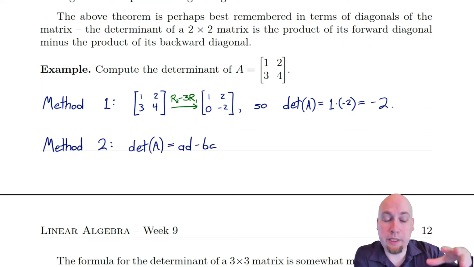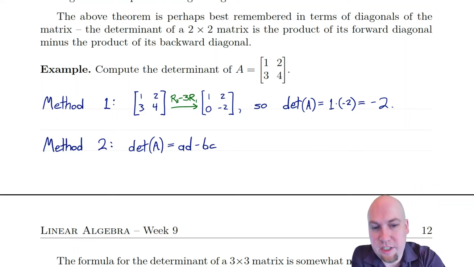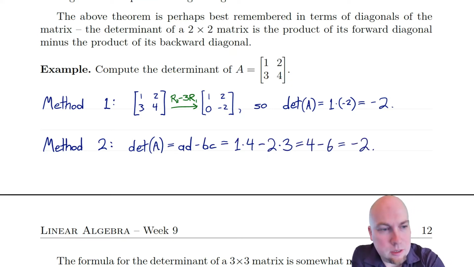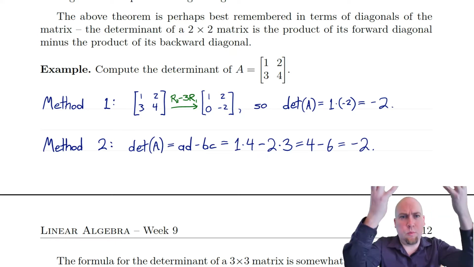Method two, this is what we learned in this video just now. The determinant is AD minus BC, so forward diagonal minus backward diagonal. So it's 1 times 4 minus 2 times 3. So it's 4 minus 6, which is -2. Of course, we get the same answer. Otherwise, it wouldn't be a theorem, right?